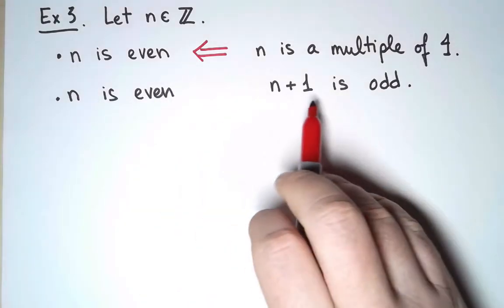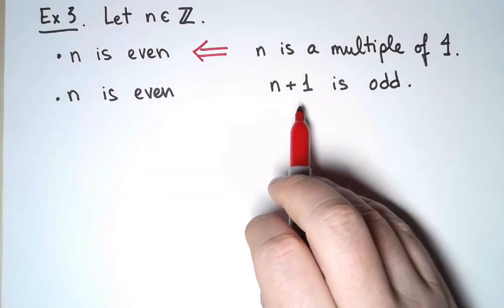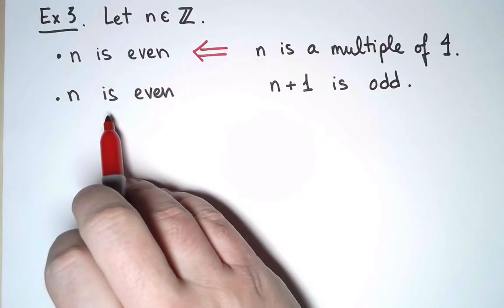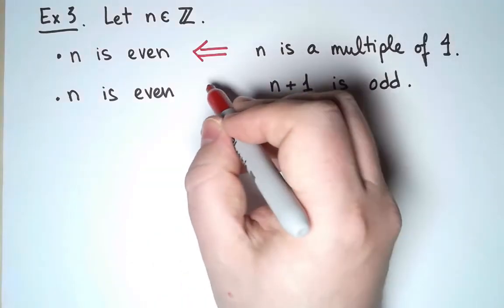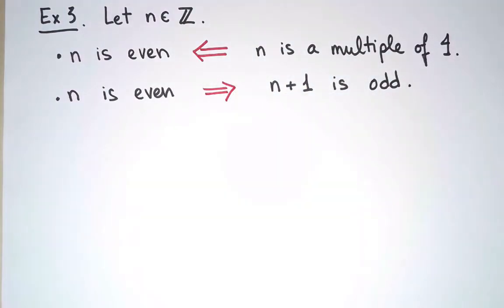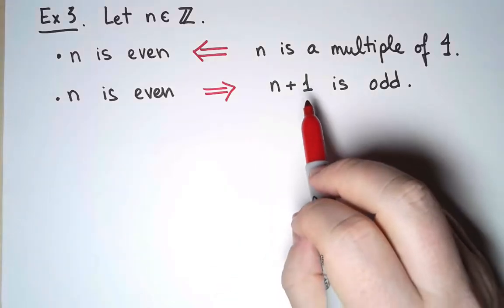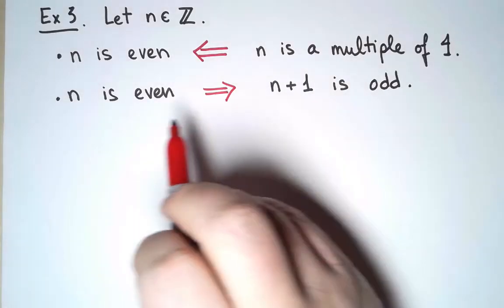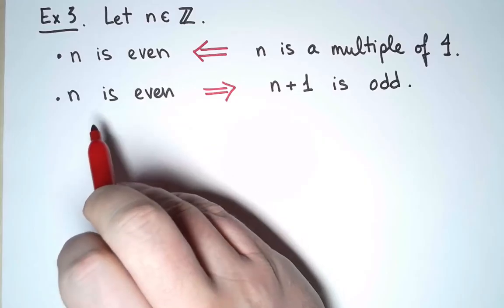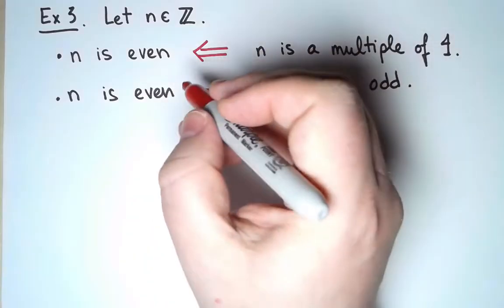Next, let's compare these two statements. N is even and n plus 1 is odd. If n is even, then certainly n plus 1 is odd. But now I can also go backwards. If n plus 1 is odd, then n must be even as well. So I can say both implications, so why not write them together?